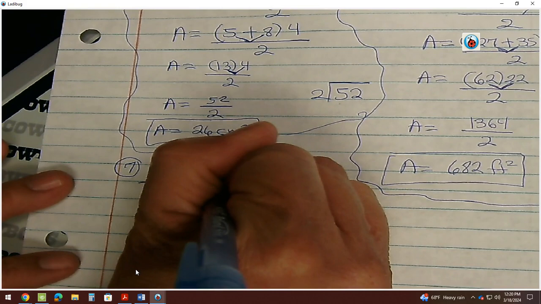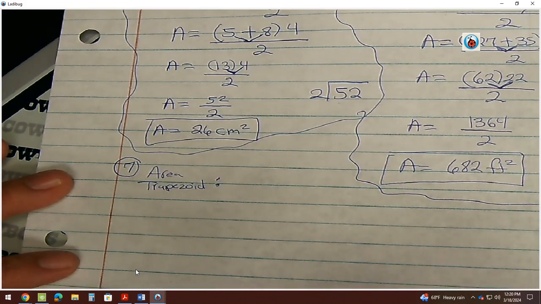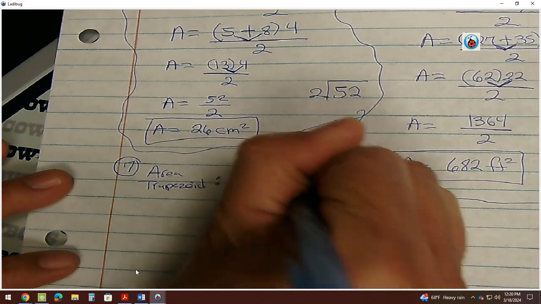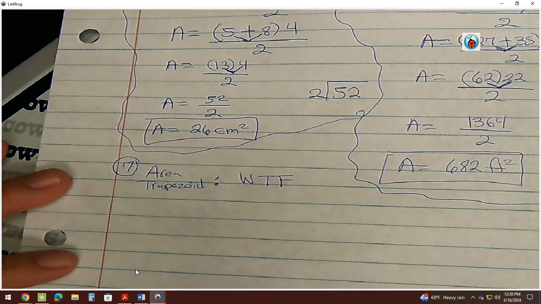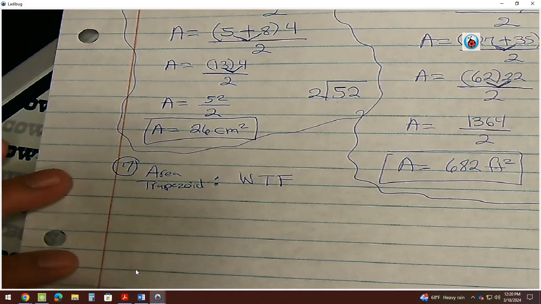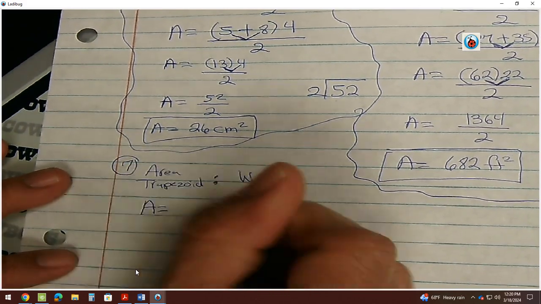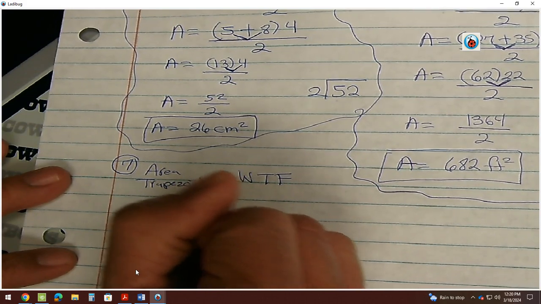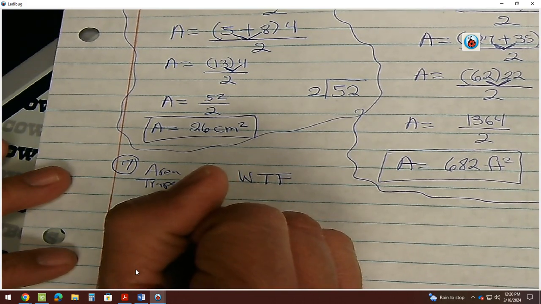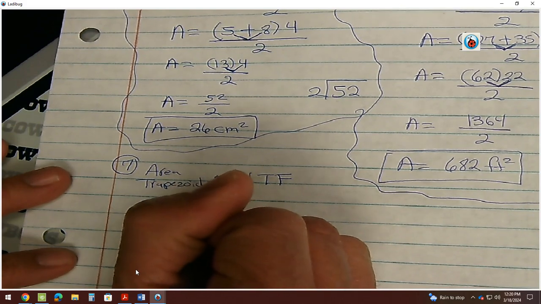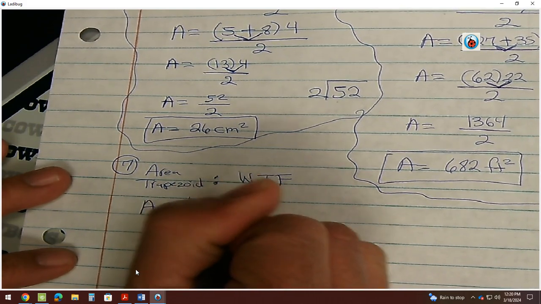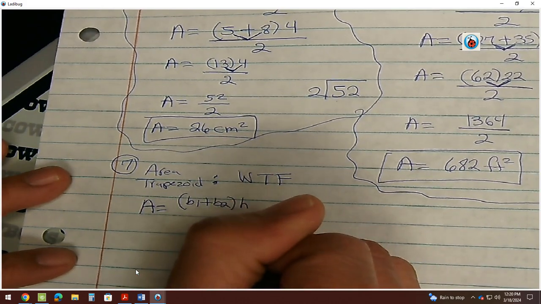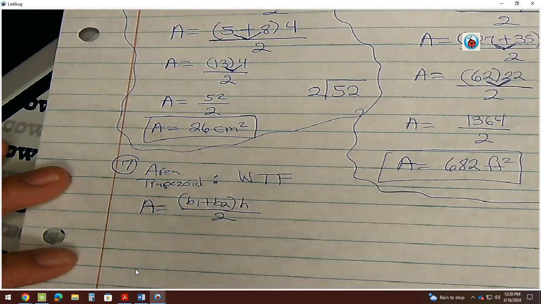And what's the strategy for Mr. Rivera when you're working with area? WTF, which means write the formula from the math chart. A equals what? A equals one half times base 1 plus base 2 inside parentheses, times height, and then divided by 2, because it has a half in front.